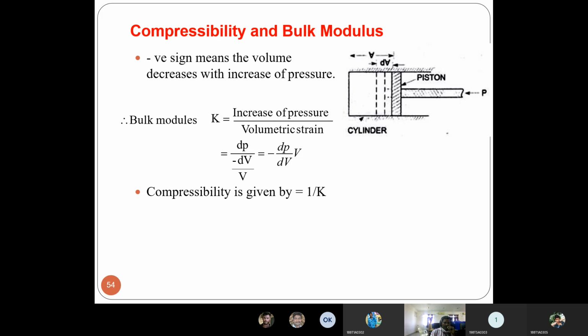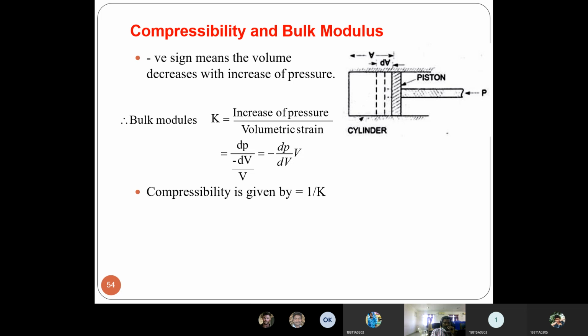Compressibility is the reciprocal of bulk modulus. Here we may get one term. Which one is the bulk modulus and which one is compressibility? Here, see, the term K is there. Bulk modulus K. So bulk modulus K is equal to increase of pressure by volumetric strain. Like that we can put one hint.